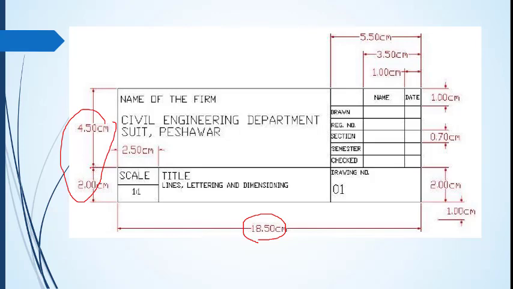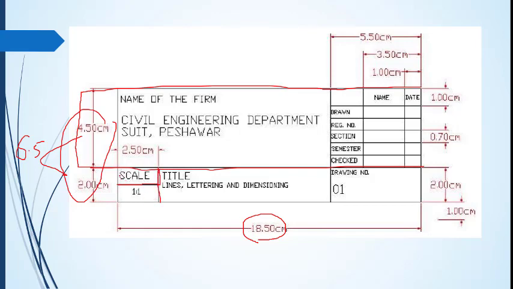The first one here from the bottom is 20 millimeters, or 2 centimeters, while the remaining is 4.5 centimeters. So combining both of them, 4.5 and 2, it becomes 6.5 centimeters. So 6.5 centimeters is the width of the title block, while 18.5 centimeters is the length of the title block. Here you can see that the section again is divided in two parts.